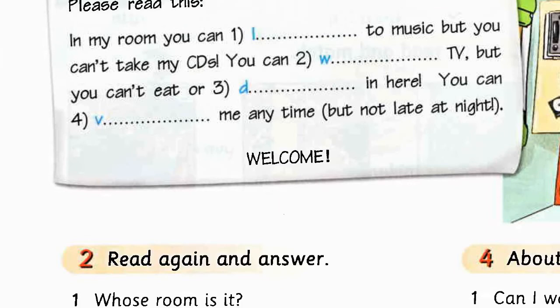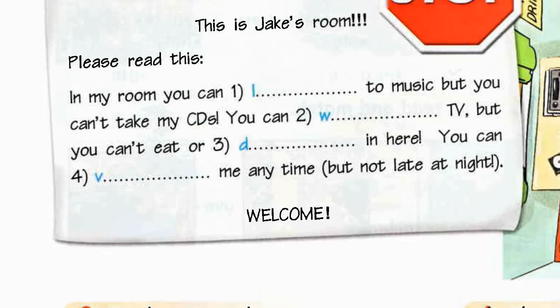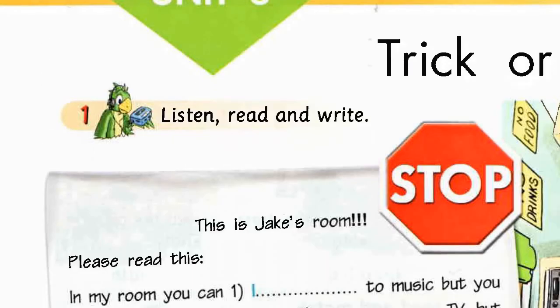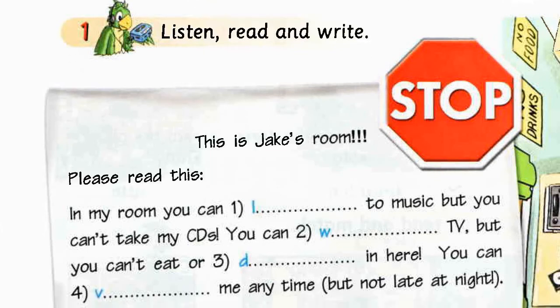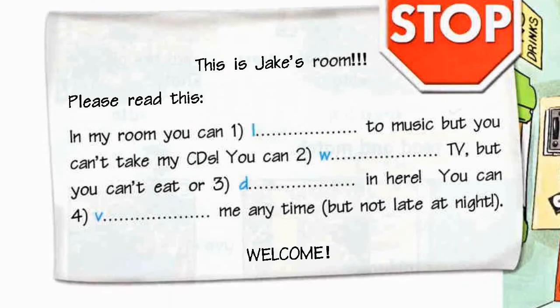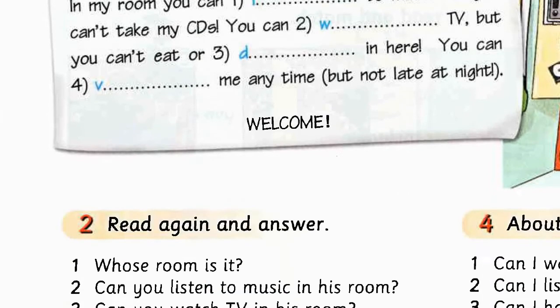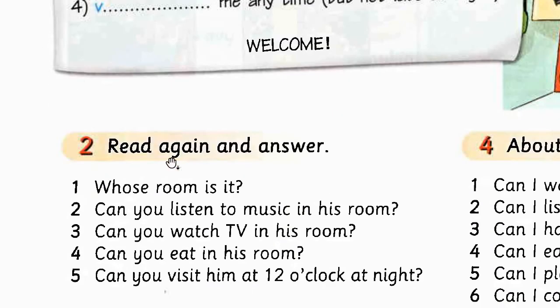Whose room is it? The answer is it's Jake's. Okay, so how to write it? You can write it is. You don't need to bring this here. So the answer is it is Jake's. Remember, you need an apostrophe, Jake's room. So the answer to question number 1 is it is or it's Jake's room, full stop.